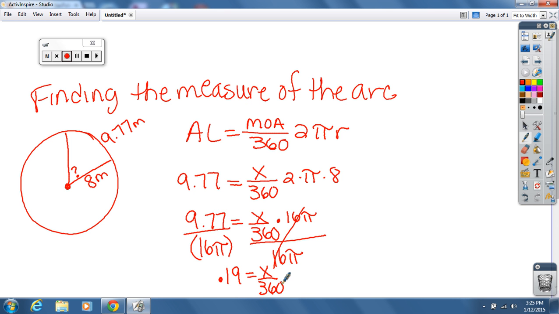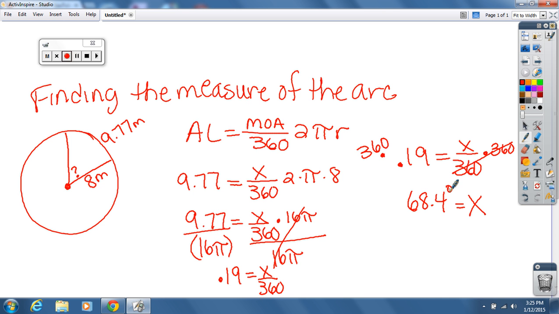Now how do I get that 360 off the bottom? In order to get that 360 off the bottom, you have to multiply it by both sides. It's division. The opposite of division is multiplication. So if I multiply both sides by 360, that cancels, and I end up finding my measure of my arc. So I have 360 times 0.19, and I get 68.4. And we could just round that to 68 degrees.